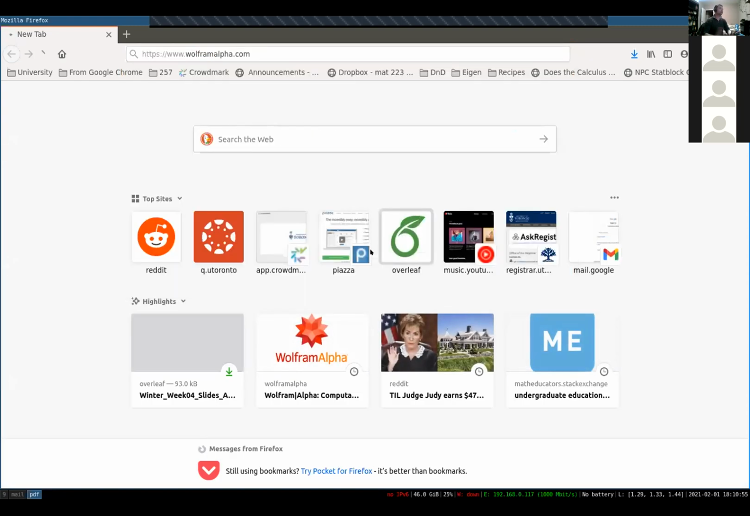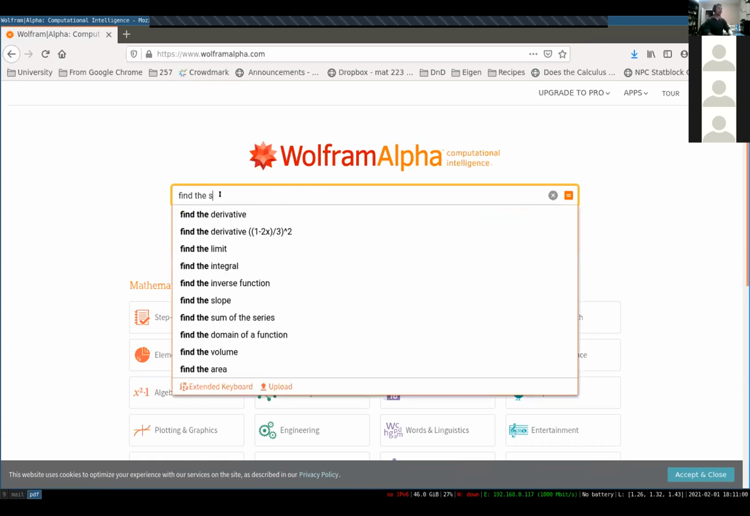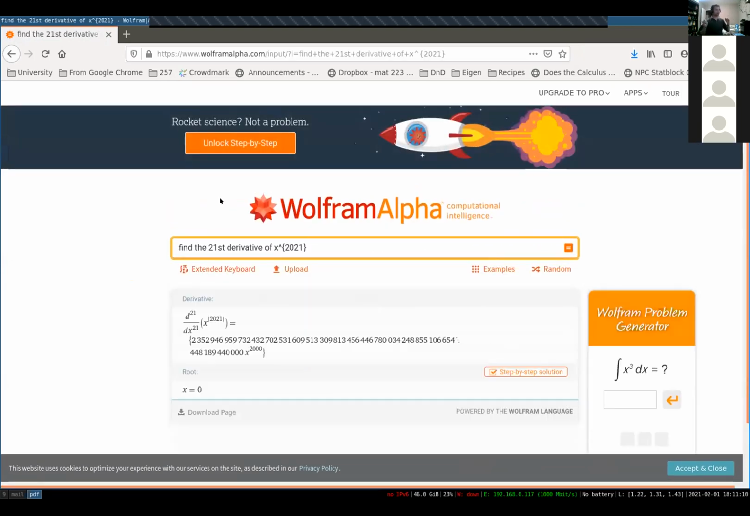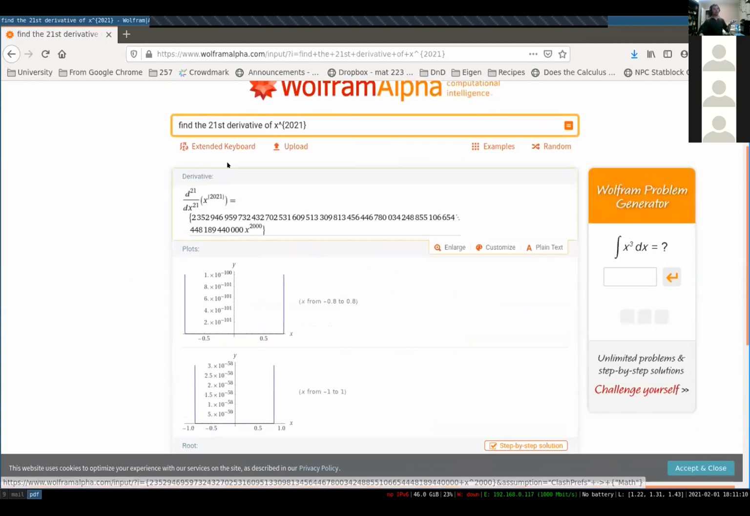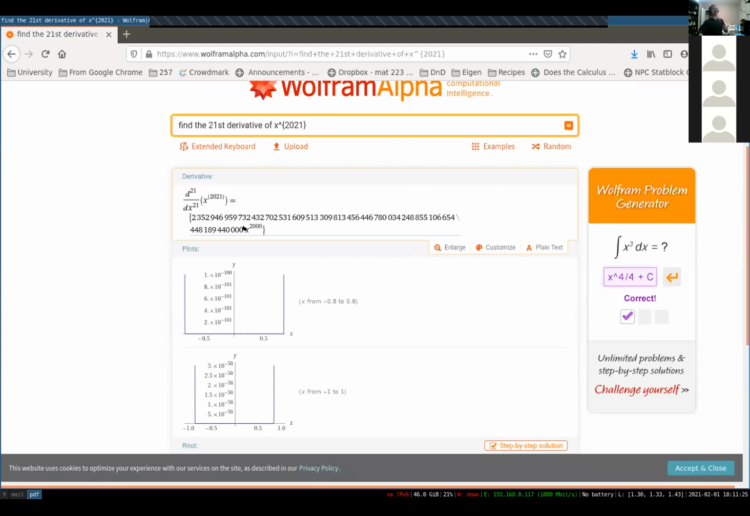So let's say you want to use something like Wolfram Alpha. The great thing about something like Wolfram Alpha is that you don't necessarily need to know what the command is. You can say find the 21st derivative of x to the 2021. Hopefully this should work. And so you can see it just did it for you, right? You don't even need to know what the syntax is. The problem, of course, is that it actually computed what 2021 factorial divided by 2000 factorial is. So you can see that this is probably not going to help you in this case.